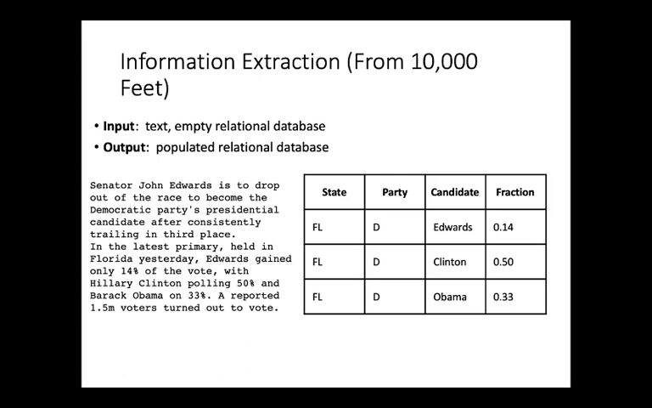So one kind of thing that you might have is, if you have a relation of state, party to candidate to fraction in some kind of polling or voting, this would be a kind of relation that you might have in a database. The goal in information extraction is to go and fill in that table given text.